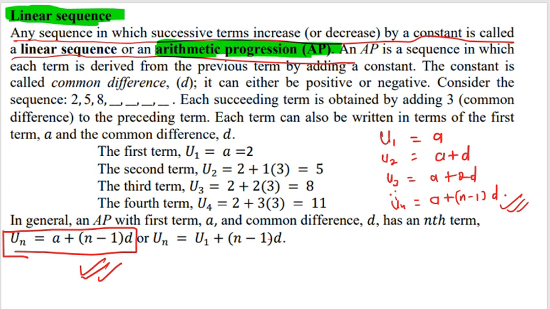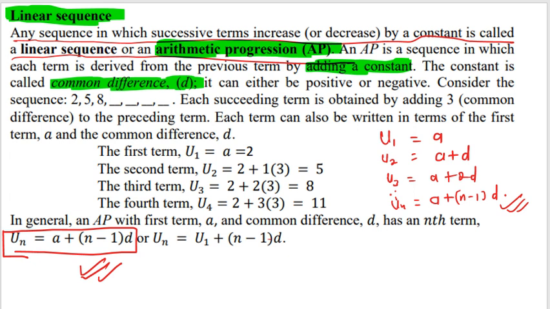derived from the previous term by adding a constant. You add a constant, and that constant is called a common difference. The common difference can be positive or negative.